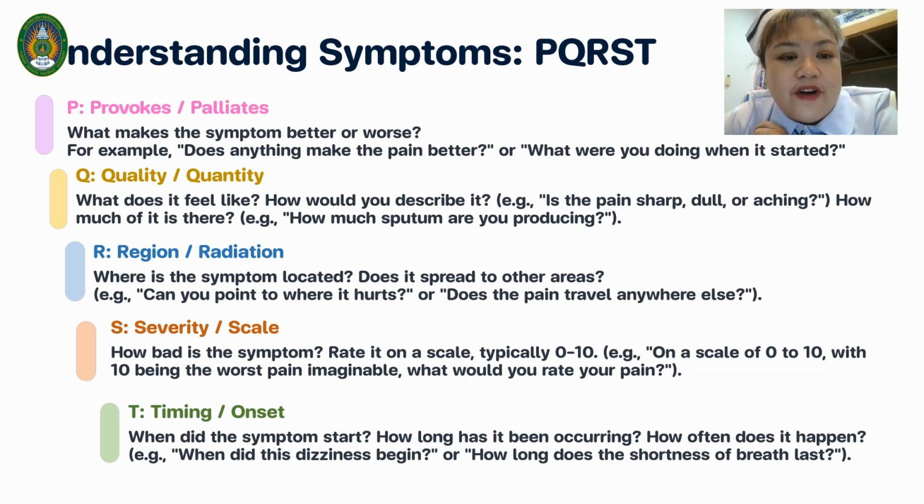For example, does anything make the pain better? Something like that. Q stands for quality and quantity. So it's something like, what does it feel like? How would you describe it? For example, is the pain sharp, dull, or aching? Or how much is there? How much sputum are you producing? Something like that. R stands for region or radiation.